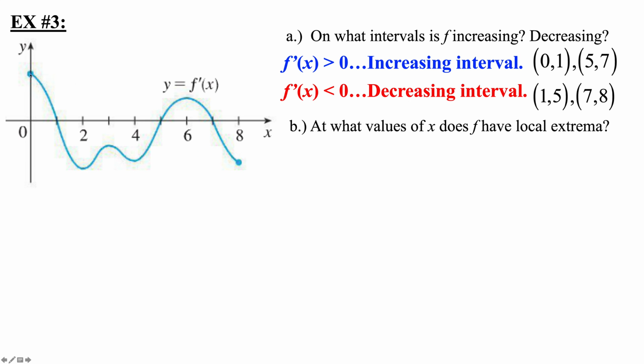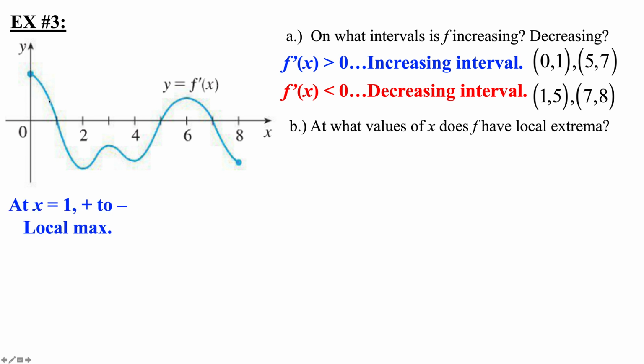Now, even though those are closed circles, these have to be open intervals, no brackets on those endpoints. At what values of x does f have local extremes? So we can find maxes or mins here. Okay, here are my critical numbers at 1, 5, and 7. That's when f prime of x is equal to 0. That's when we have horizontal tangents on the original function.